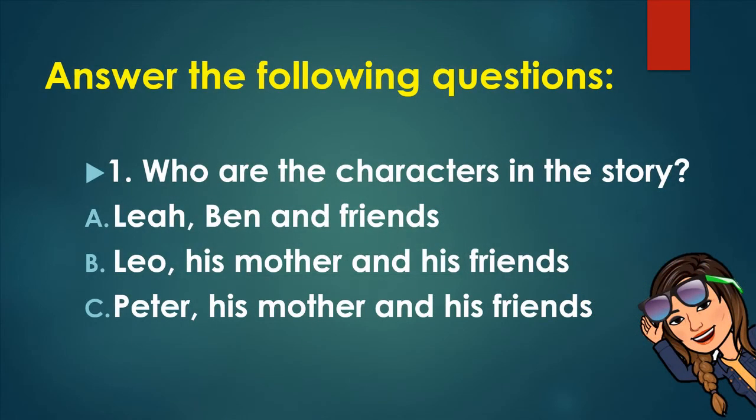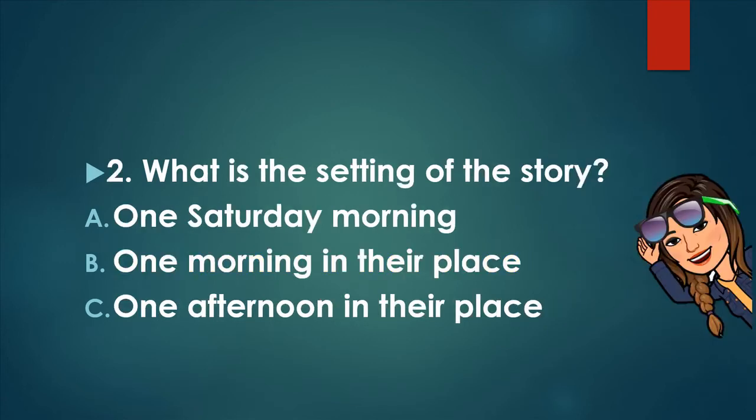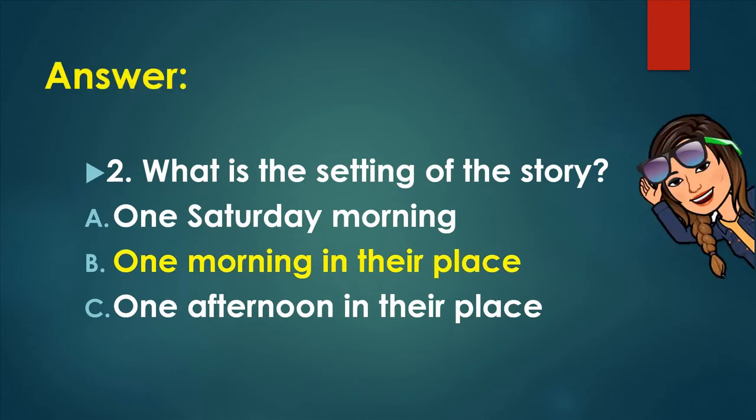Now you answer the following questions. Who are the characters in the story? The answer is letter B, Leo, his mother, and his friends. Number 2. What is the setting of the story? The answer is one morning in their place.